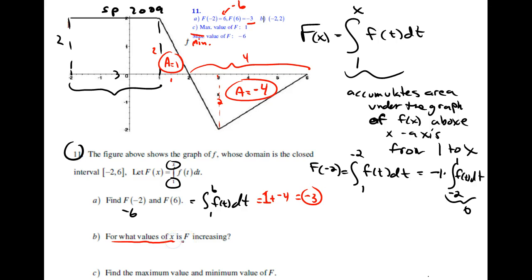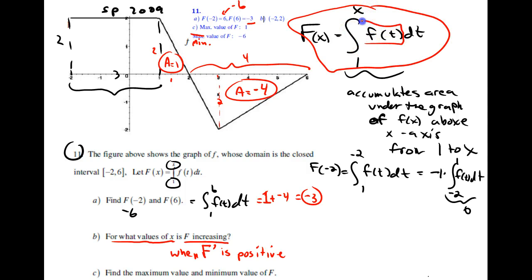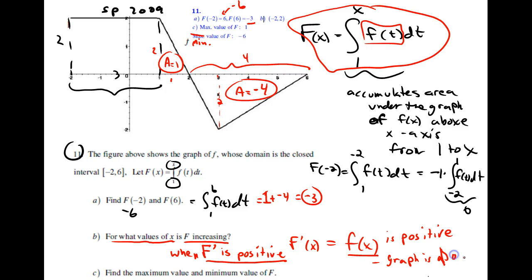For what values of x is the function increasing? The function is increasing when its derivative is positive. What is its derivative? The fundamental theorem of calculus says that its derivative is this inside function. F prime of x is f of x. Fundamental theorem of calculus, part 1, according to our textbook. So if I want to know where its derivative is positive, then I want to know where f of x is positive. If I'm looking at a graph and I want to know where it's positive, that's where its graph is above the x-axis. Wow, I don't know what happened there.